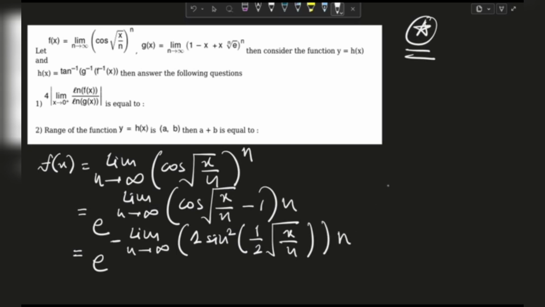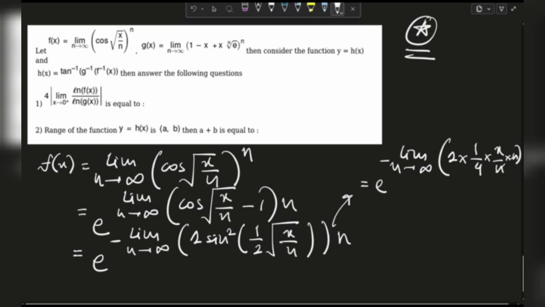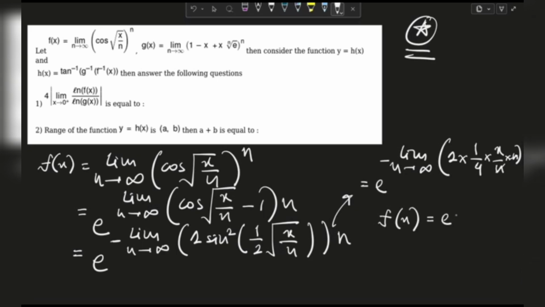and whole multiplied by n. Now I guess this is pretty simple because the argument of sine is tending to 0, so you can immediately replace sine squared with its argument squared. We can write this as e power minus limit n tends to infinity, and immediately we can replace this as I have done. So 2 into 1 by 4 into x by n into n. Now after all the cancellations, we finally get our f of x to be e power minus x by 2. This was for f of x.